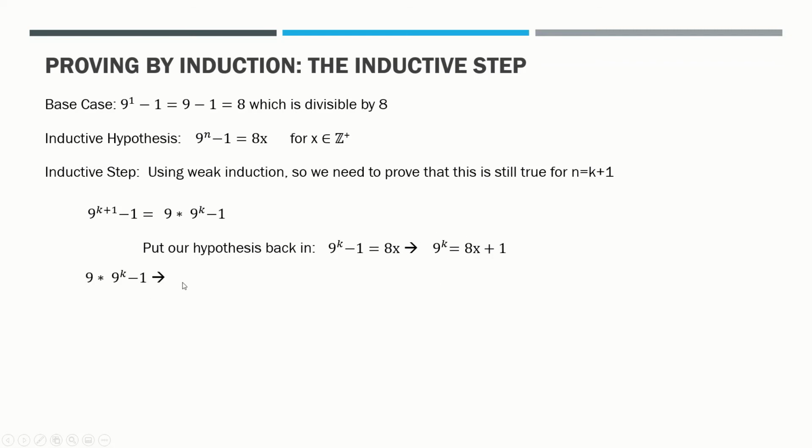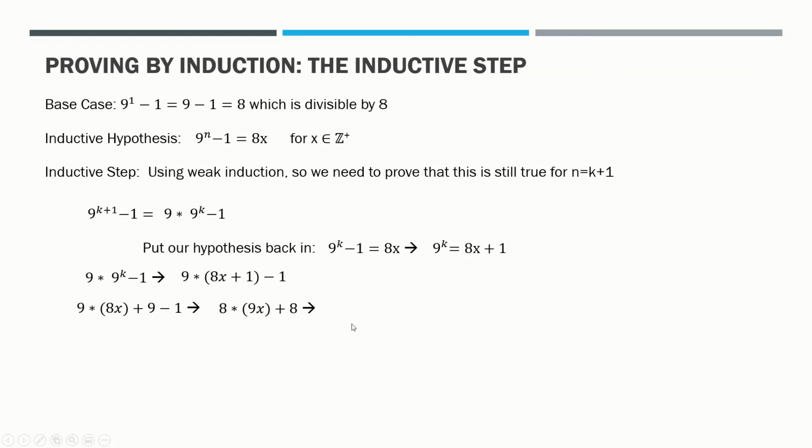So when we plug in 8x plus 1 for 9 to the k, we get 9 times 8x plus 1, minus 1 again. Now we can split the terms, so we distribute this 9 across. So now we have 9 times 8x plus 9 minus 1. Because it's 9 times 8x, we're going to rewrite that as 8 times 9x, because it's the same thing. It's still 72x. But for our intents, we need to keep the 8 out so we can prove that it's divisible by 8. And now when we take this 9 minus 1, we're given 8.